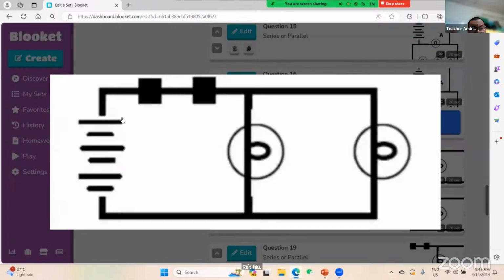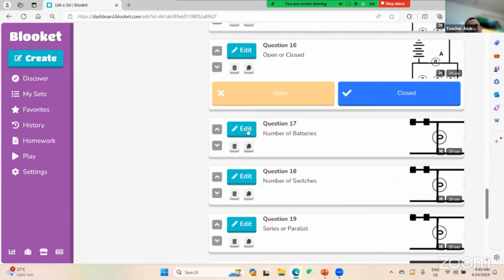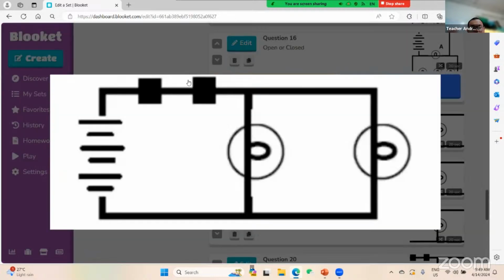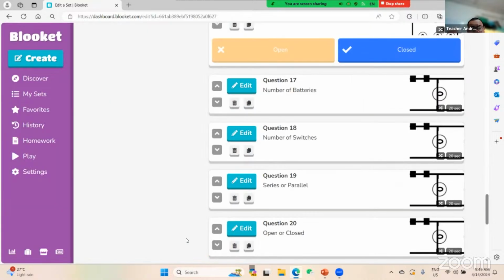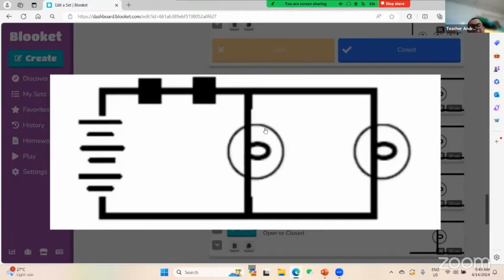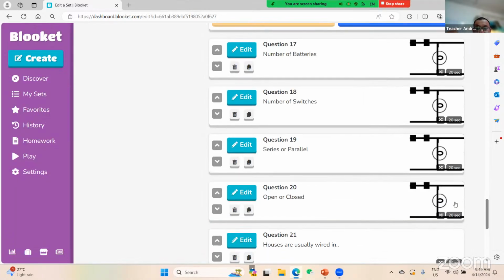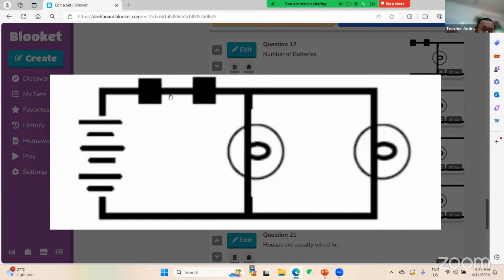Next up, number of batteries, we have three batteries here. Number of switches, one switch here. Series or parallel? It's a parallel circuit, because there's more than one path that the current can flow. Current can go through here or go through here. There's more than one path, so therefore it's parallel. Open or closed? It's a closed circuit.